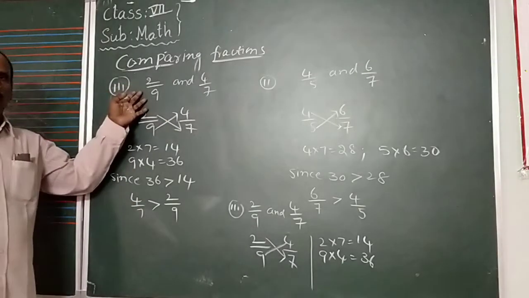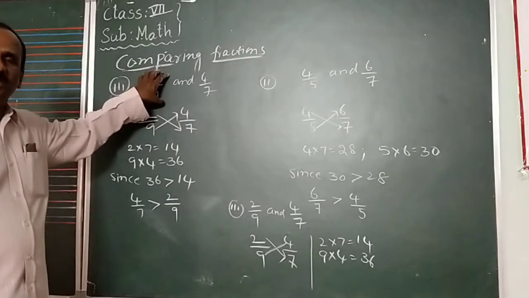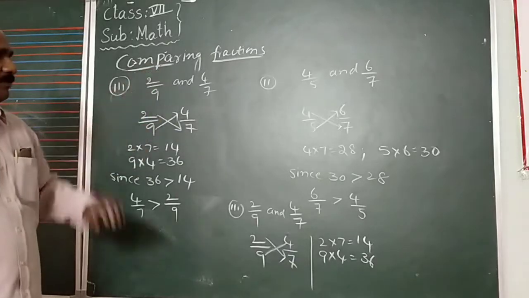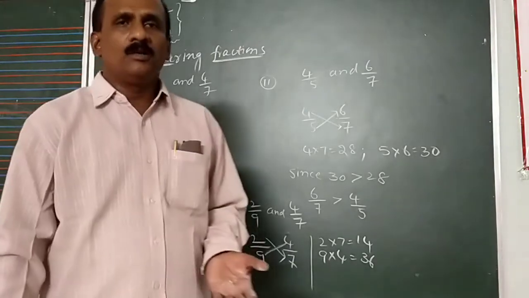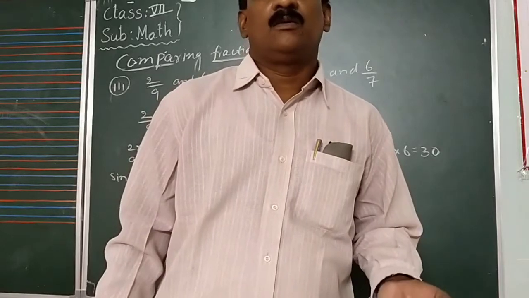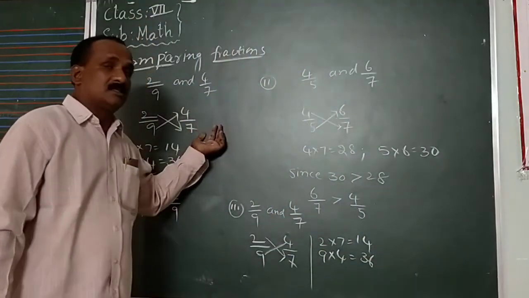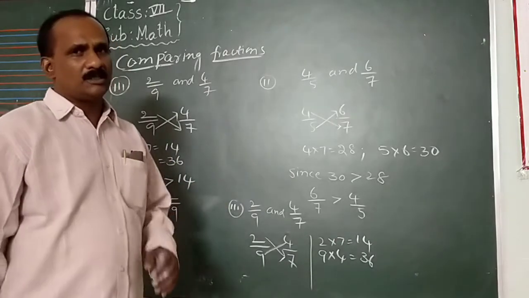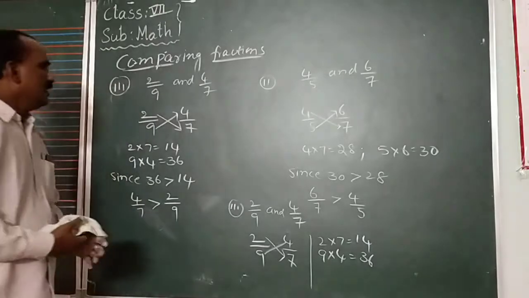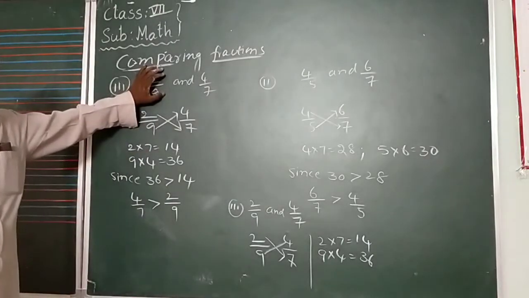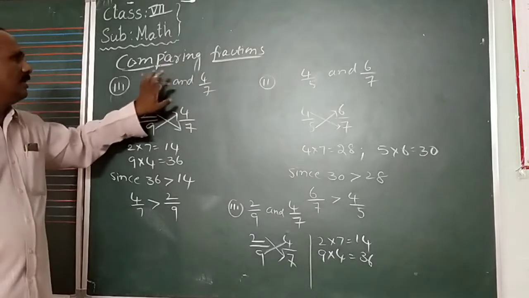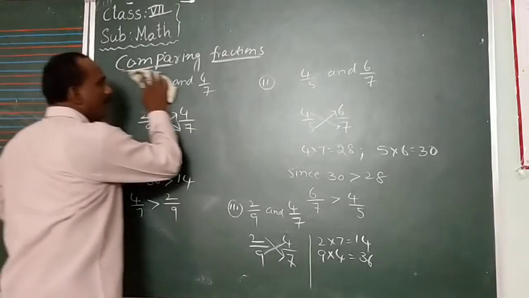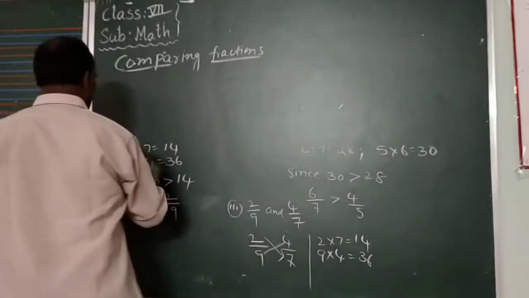So when comparing two fractions with this method, we can find out which one is greater and which one is smaller. It is an easy method. Then how do you compare more than two fractions, that means three or four fractions? How do you write the ascending and descending order of the fractions? Listen, children. This is the way to compare two fractions and find which is greater and which is smaller.